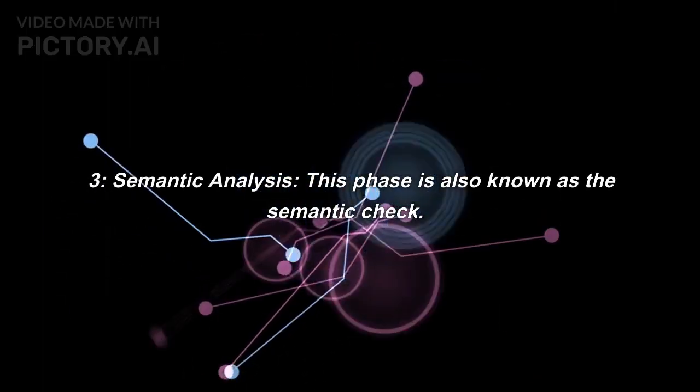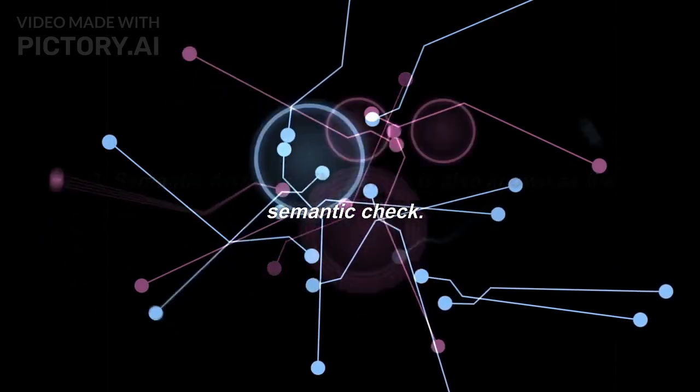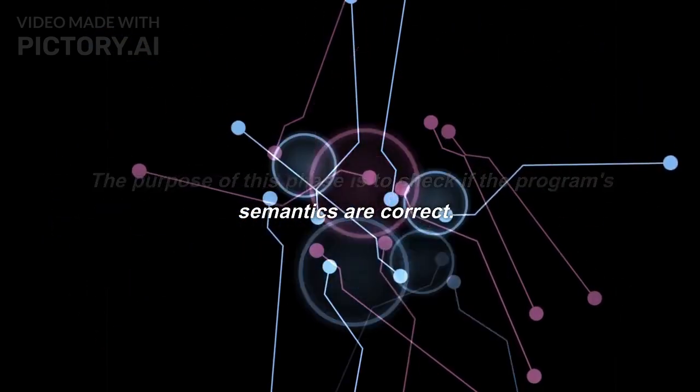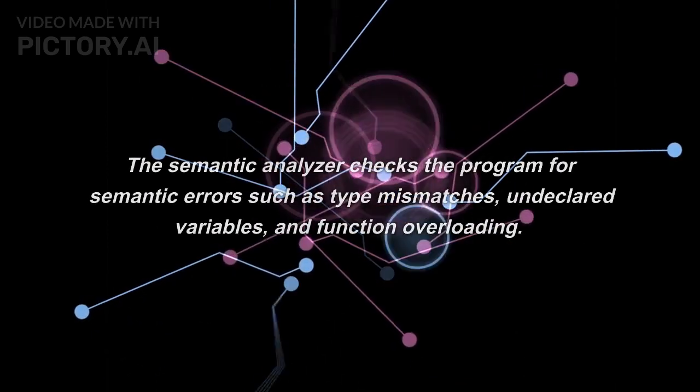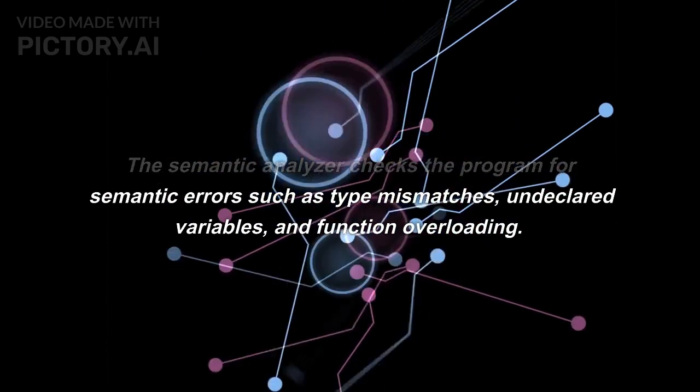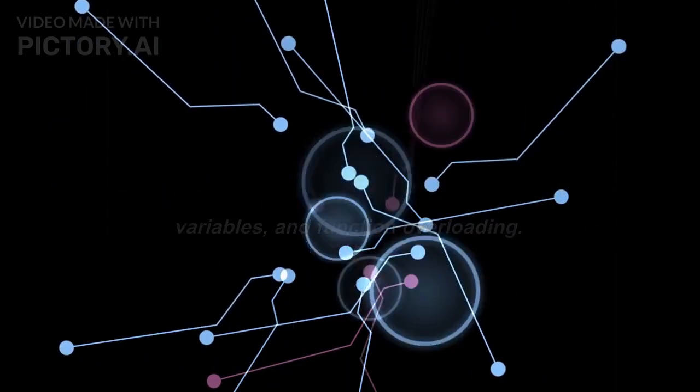3. Semantic analysis. This phase is also known as the semantic check. The purpose of this phase is to check if the program's semantics are correct. The semantic analyzer checks the program for semantic errors such as type mismatches, undeclared variables, and function overloading.